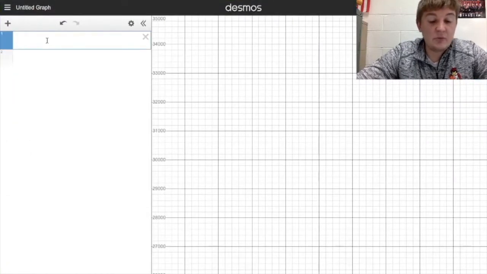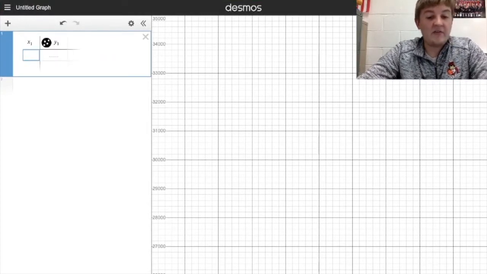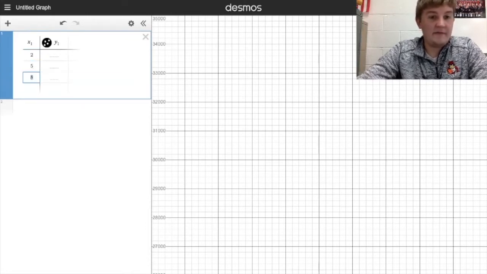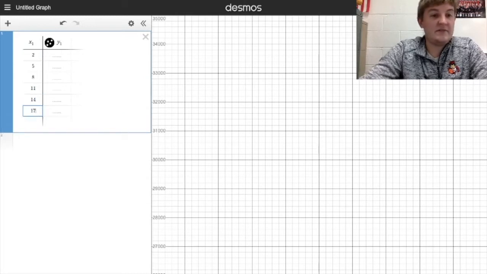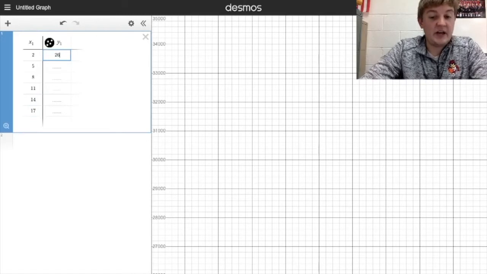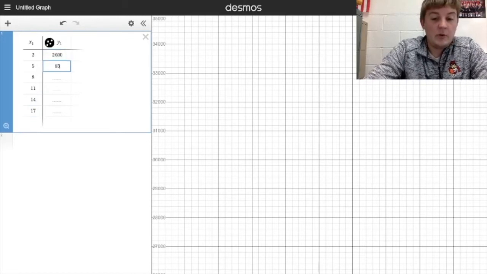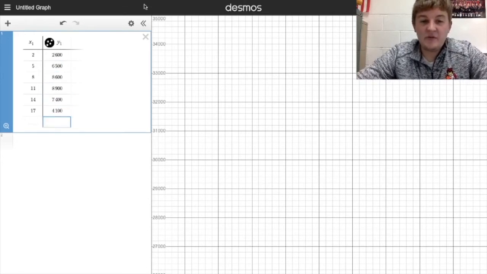Okay, and the first thing we want to do is type our table. So you just start typing the word table and it will pop up. My X values are 2, 5, 8, 11, 14, and 17. Okay, when my ticket price is $2, my profit is $2,600. When my ticket price is 5, it's 6,500. It's 8,600, 8,900, 7,400, and then 4,100.